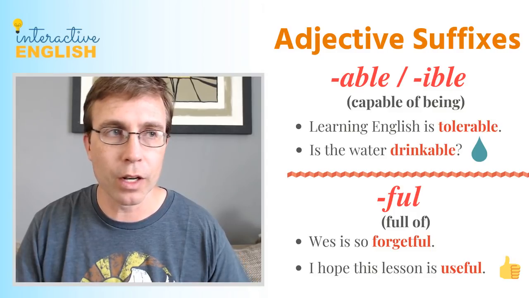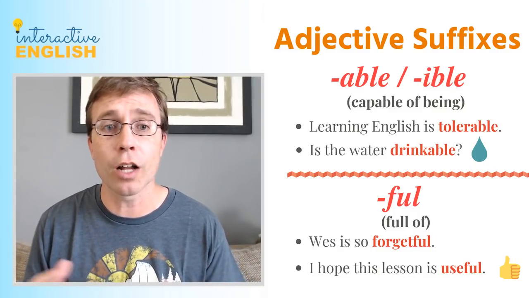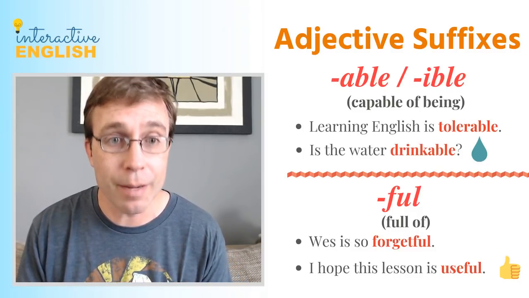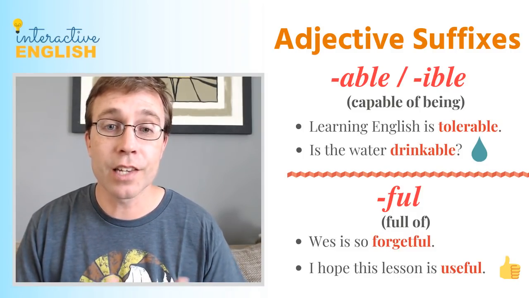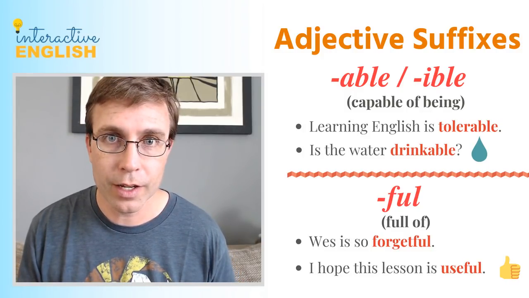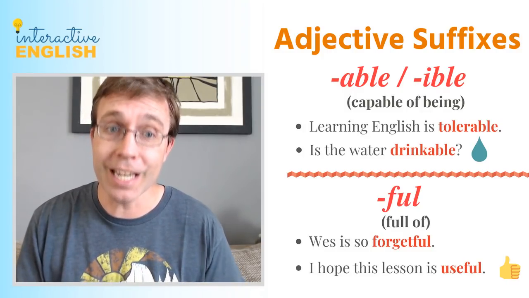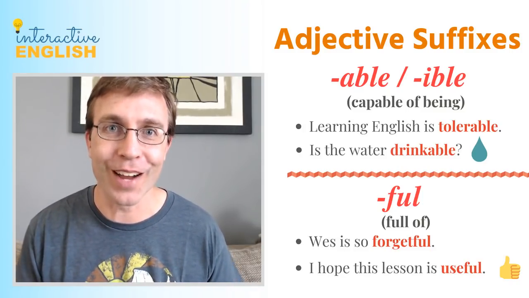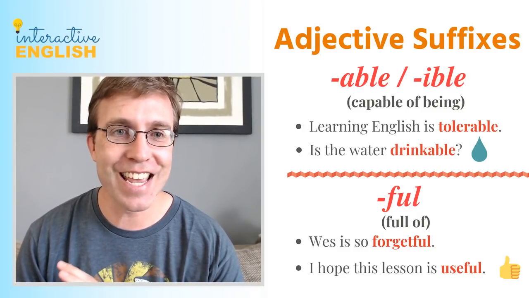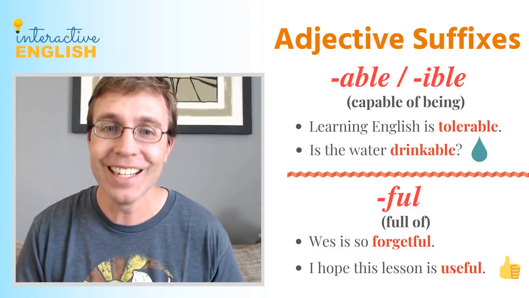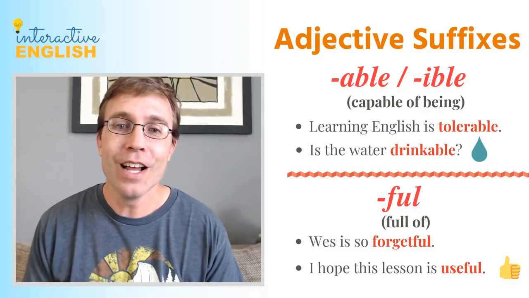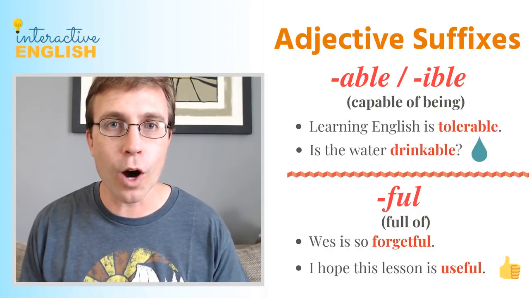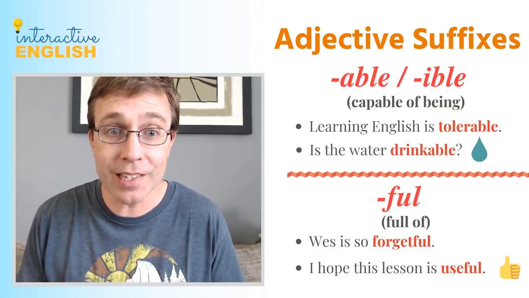So for example, that first example, to tolerate, to be able to endure something. If I want to describe something using an adjective, something is tolerable. It's capable of being tolerated. Learning English is tolerable. I hope so. I understand sometimes it may not be tolerable, but I hope learning English is tolerable. Drinking water. Okay, this is another great one. Is the water drinkable? This is an adjective.